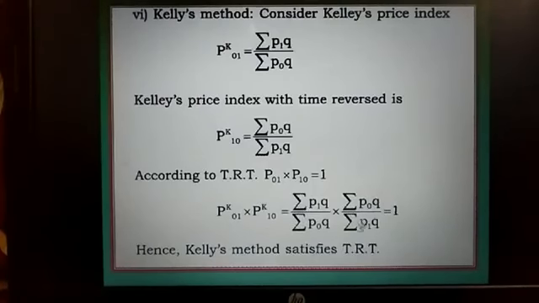So once all the considered aspects got cancelled, that is the end of it. 1 divided by 1 is nothing but 1. 1 multiplied by 1 is again nothing but 1. On that basis, it is equal to 1. That means P01K multiplied by P10K will be equal to 1. So once it is equal to 1, hence Kelley's method satisfies time reversal test.